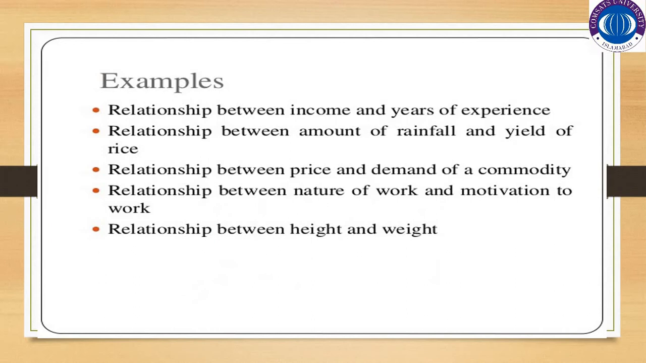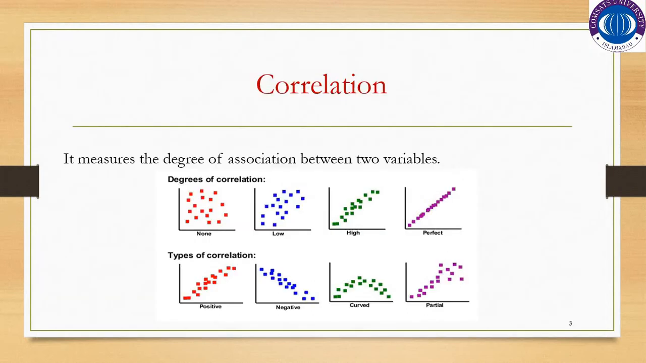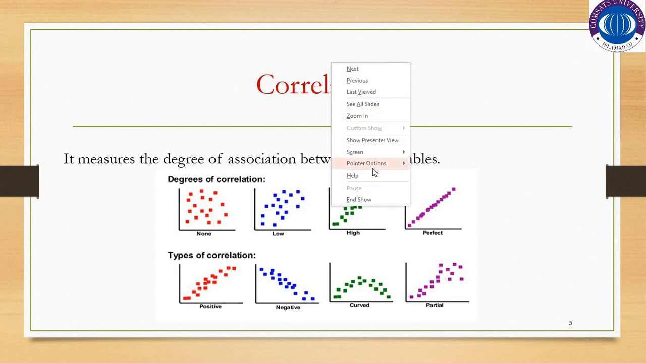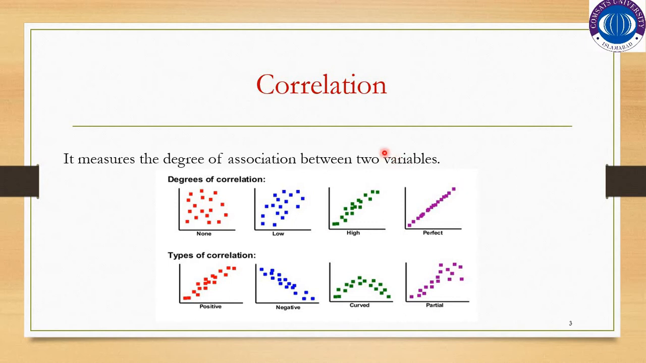Correlation. It measures the degree of association between two variables. Let's suppose we have two variables x and y, and we have taken y on the y-axis and x on the x-axis, and by drawing the scatter diagram we can find out the correlation between those two variables.